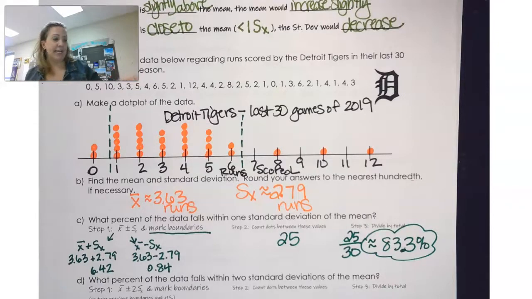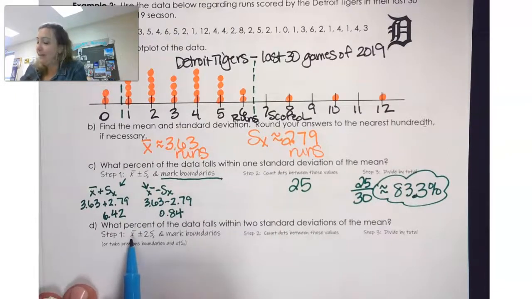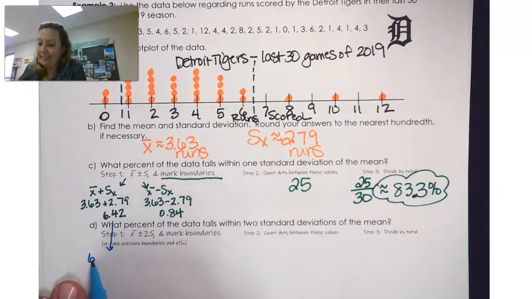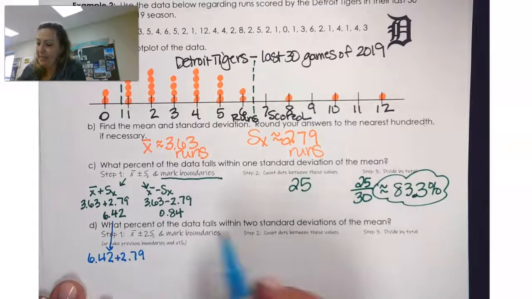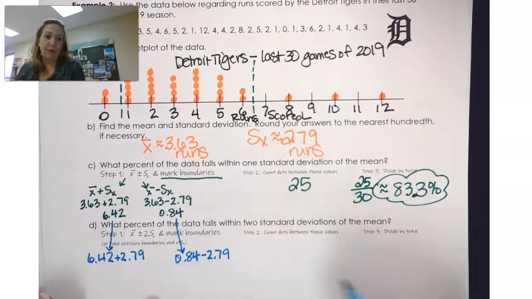So the next question is saying to find the percent of data that falls within 2 standard deviations of the mean. And so if I want to find what's within 2 standard deviations of the mean, what I'm going to do is I can either take the mean and add 2 standard deviations, or we can take the previous boundary and add 1 standard deviation. So what I could do is I could take that 6.42 and I could add another 2.79, and I could take the 0.84 and then subtract another 2.79.